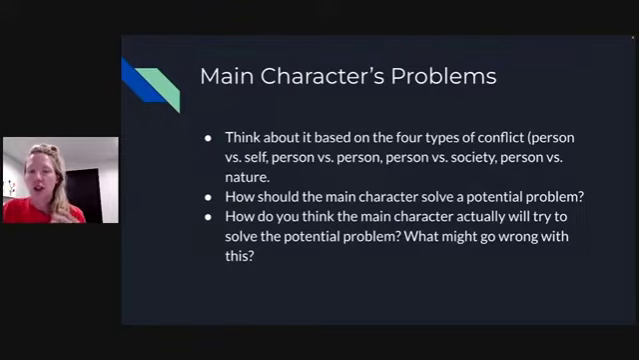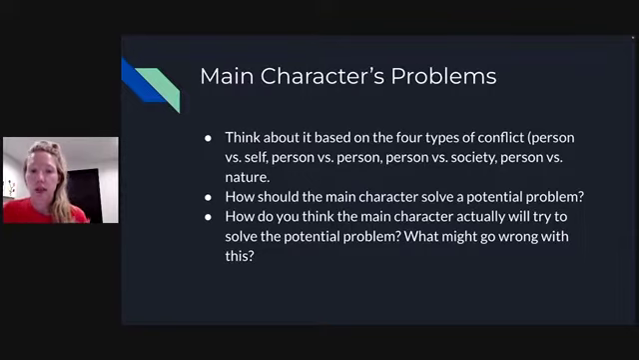I think traditionally we think about the 4 different types of conflict: person versus person, person versus self, person versus society, person versus nature. We teach those 4 different types of conflict and we ask students to identify the 4 different types that are going on in the book. This lesson brings a tiny different lens.